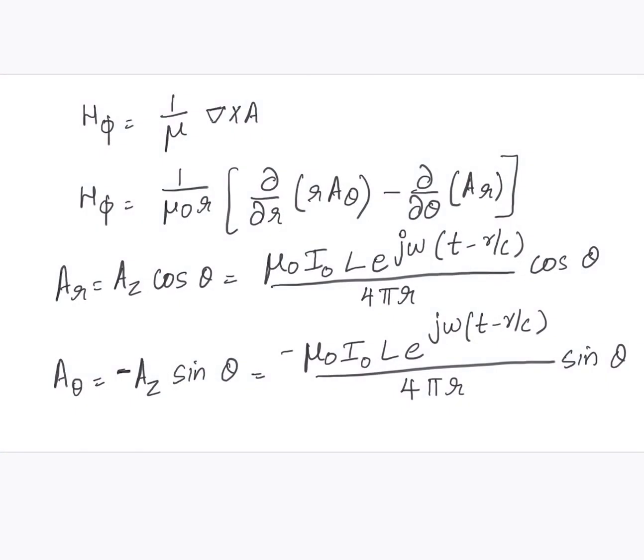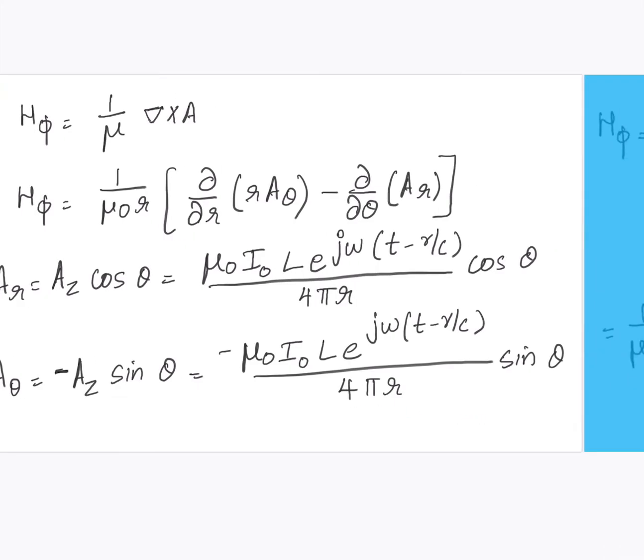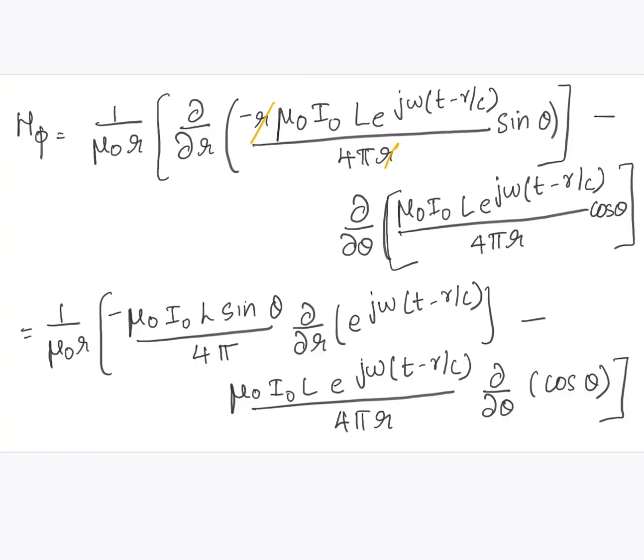So now here again we have to substitute for Aθ and Ar. So Ar is equal to Az cos theta, which is given by the formula. Az is already given by the formula μ0 I0 L e^(jω(t − r/c)) / 4πr into cos theta. Similarly, substituting again here also for Az, and then substitute both the equations into the Hφ equation.